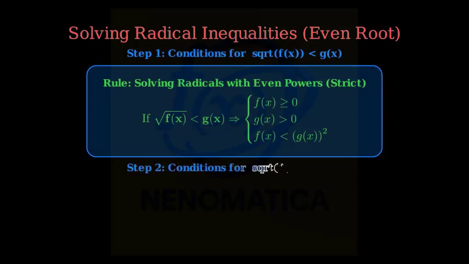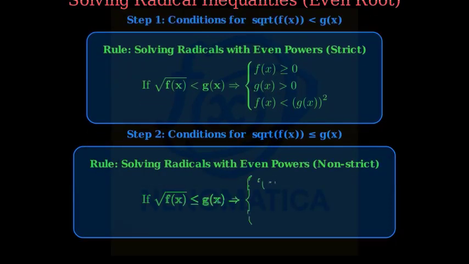Step 2. For the non-strict case, square root of f of x is less than or equal to g of x. We again require f of x to be greater than or equal to 0, g of x to be non-negative, and f of x less than or equal to the square of g of x.